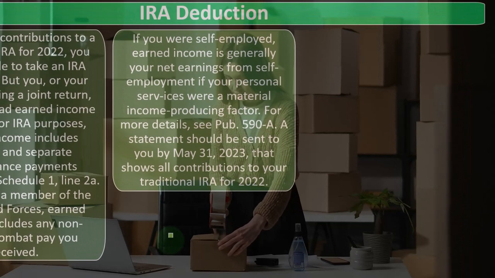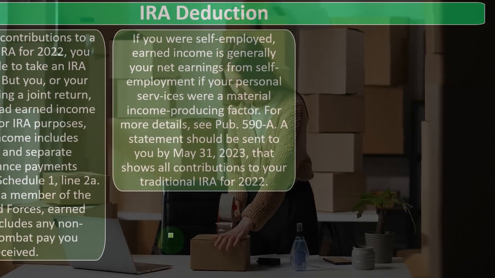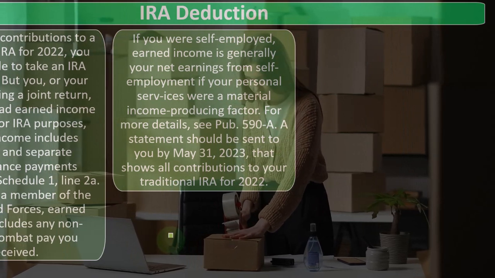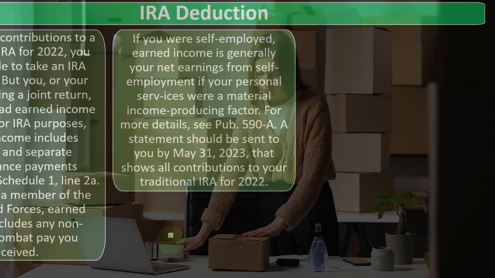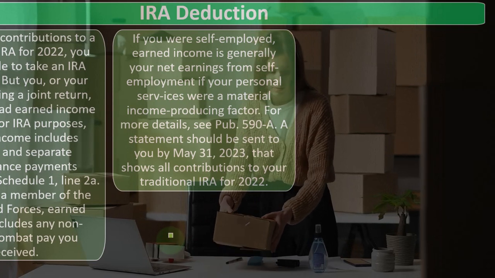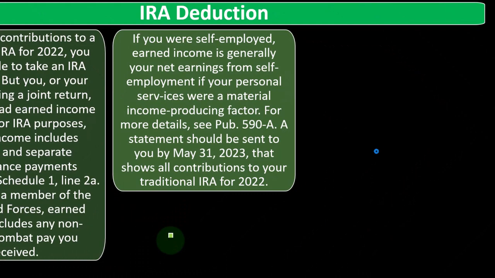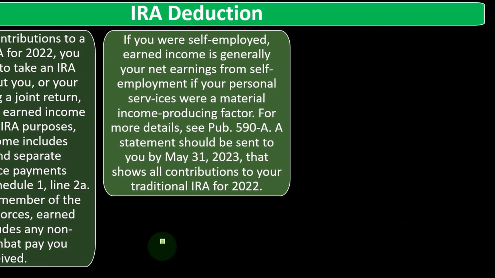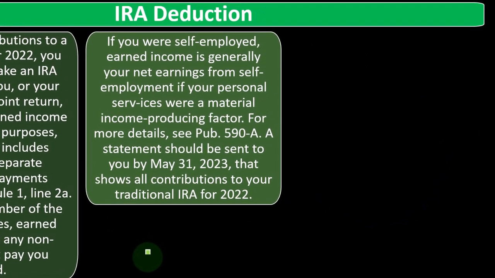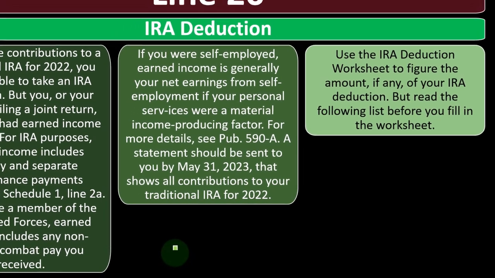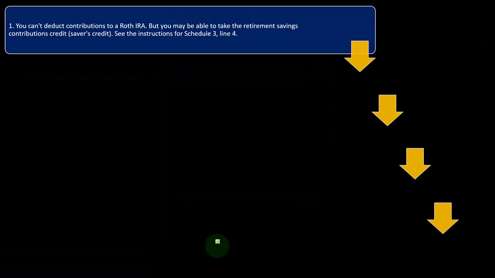But in any case, if you were self-employed, earned income is generally your net earnings from self-employment if your personal services were a material income producing factor. So for more details, you can see publication 590A. A statement should be sent to you by May 31st, 2023 that shows all contributions to your traditional IRA for 2022. Use the IRA deduction worksheet to figure the amount, if any, of your IRA deduction, but read the following list before you fill in the worksheet.